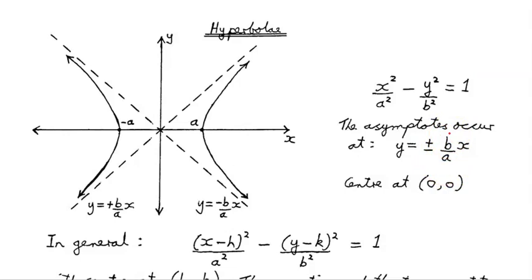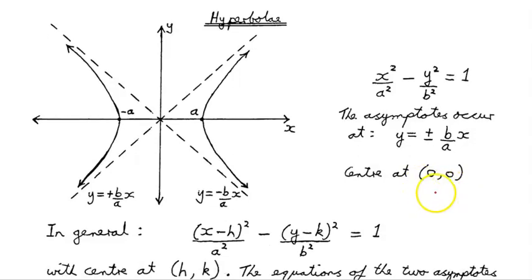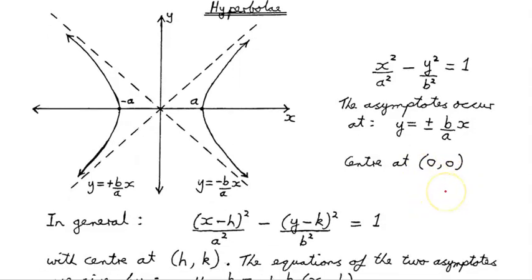And this will always be the case, these are your asymptotes and the hyperbola approaches those values. You can see the center is 0, 0. In general though, if we were to transform this, if we were to shift it right and up, then we'd have x minus h all squared over a squared minus y minus k all squared over b squared is 1, and that's with the center at h, k, so shifting it right, shifting it up.